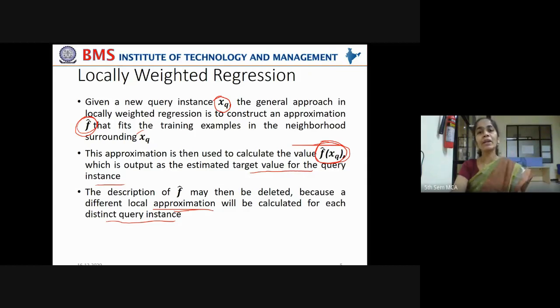Why? Because a new data point is given again, and that previous approximation may not match this new data point. That is why with every new data point, whatever approximation is made will be deleted after that predicted value is stored. Right? That is what is given here. The description of f cap, the estimated value of each new instance, may then be deleted because a different local approximation will be calculated for each distinct query instance. For each new data point you give, different approximations have to be made.